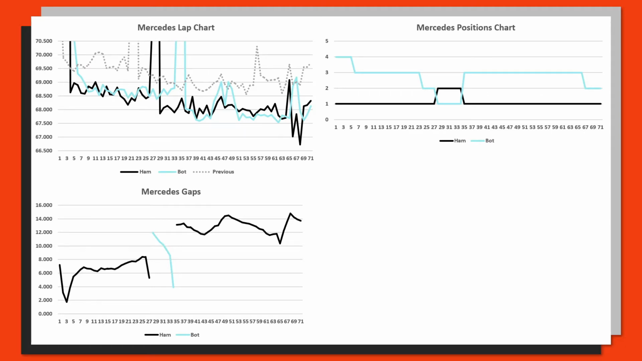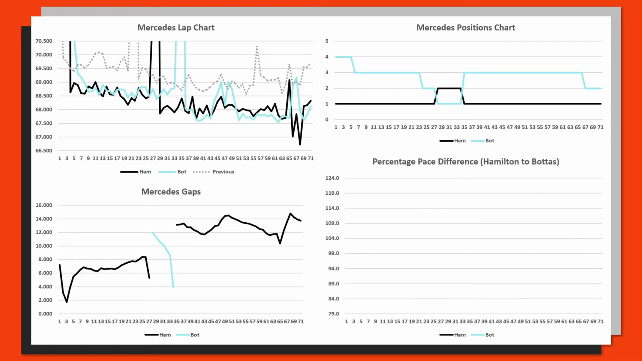And then finally we have this graph here, the percentage pace difference, Hamilton to Bottas. And the way that I have worked this out is I've just lined up each lap time aside. I've then calculated a percentage depending on who was faster. Was it Lewis Hamilton or was it Valtteri Bottas? And I've worked out the percentages based on Lewis Hamilton. So Lewis Hamilton's lap times are always the denominator and Valtteri Bottas's lap times are always the numerator. I've then ordered those percentages from Lewis Hamilton's highest down to Valtteri Bottas's lowest, if that makes sense.